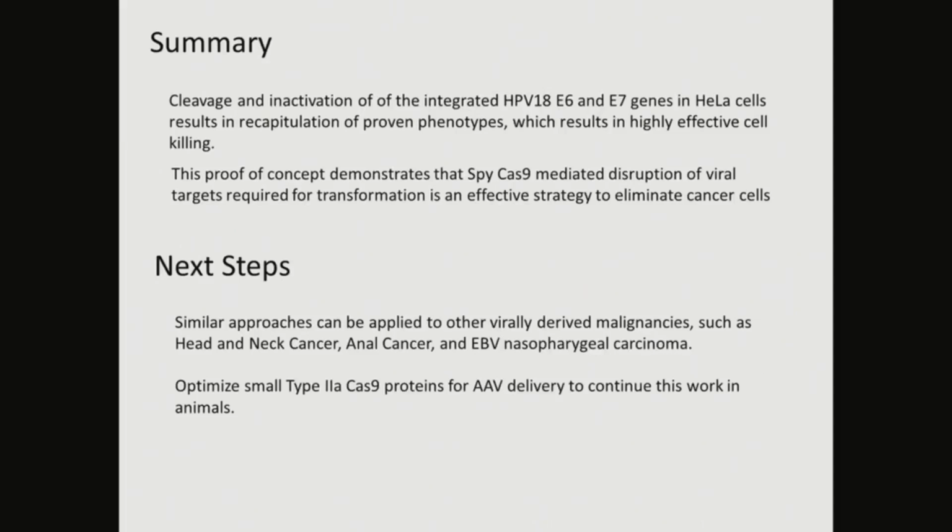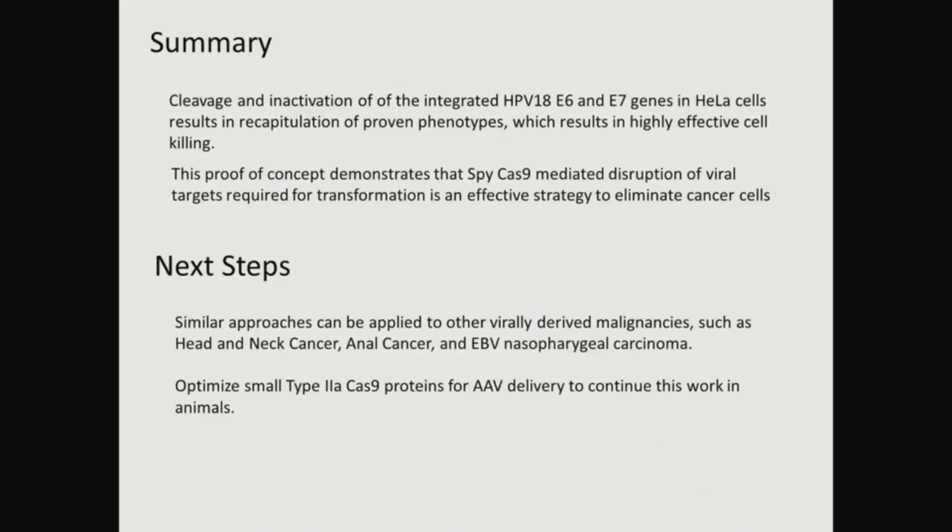Basically, cleavage of the integrated E6 and E7 loci recapitulates classic genetic data, and this is proof of concept that SpyCas9 can degrade these genes, and then these cells are killed. So, I mean, these approaches can be used for a number of viral malignancies: head and neck cancer, cervical cancer, anal cancer, and EBV nasopharyngeal carcinoma.